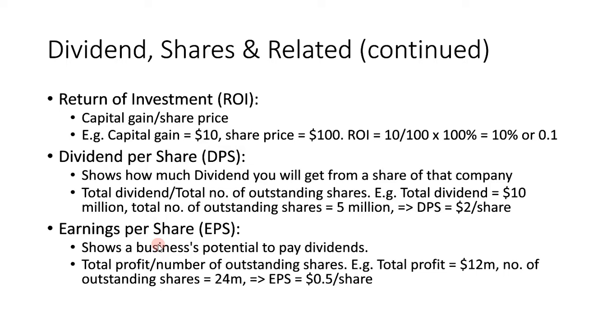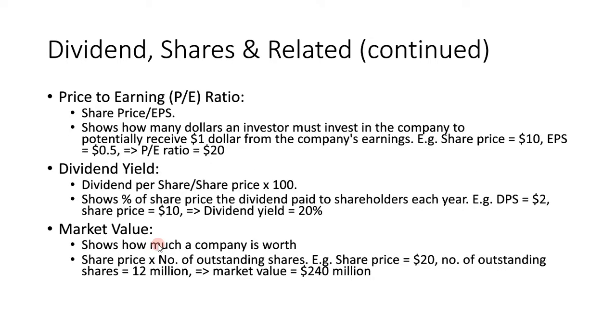So the equation is going to be total profit divided by number of outstanding shares. For example, you have $12 million as your profit, and the number of outstanding shares is 24 million. So your EPS is going to be $0.5 per share.